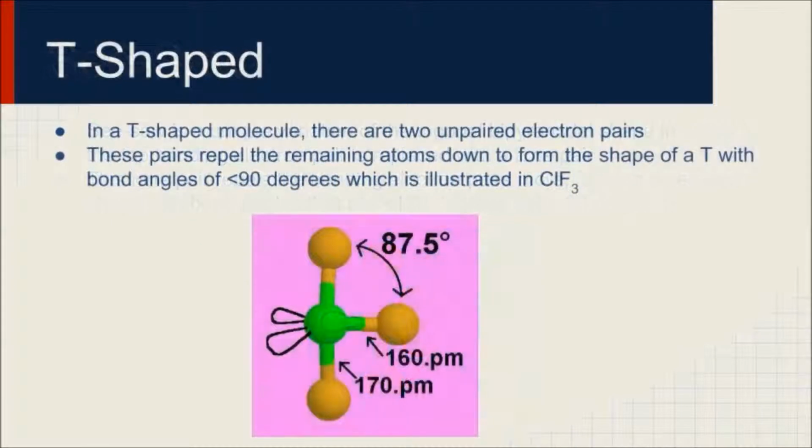The next shape is T-shaped. In a T-shaped molecule, there are 2 unpaired electron pairs around the central atom. These pairs repel the remaining atoms down to form the shape of a T, with bond angles less than 90 degrees, which is illustrated in chlorine trifluoride.